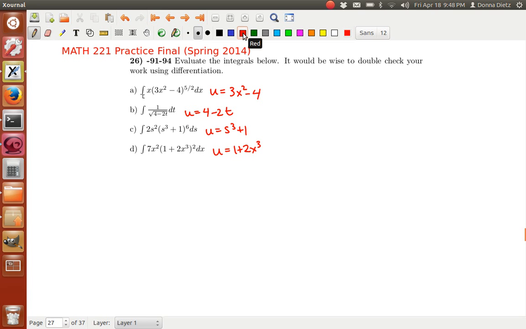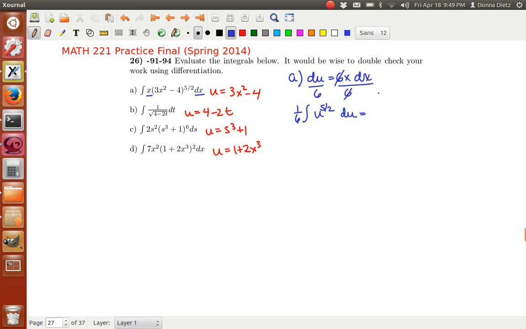All right, so we can use the shortcut that I showed you, or the long cut, and I'm just going to do the long cut here because, well, if you know the shortcut, go ahead and use it. Okay, so question A. I already have u there, so I'm going to go ahead and write du is equal to 6x dx. But I want just x dx, so I'm going to divide by 6 on both sides. So I'm going to take this integral, and the x dx is just going to be du over 6. So now I've got the x dx part, and what remains is u to the 5 over 2.